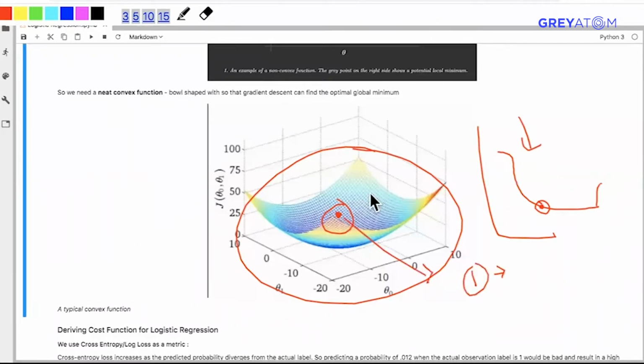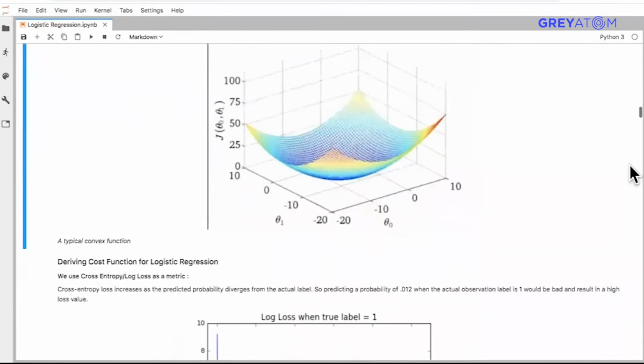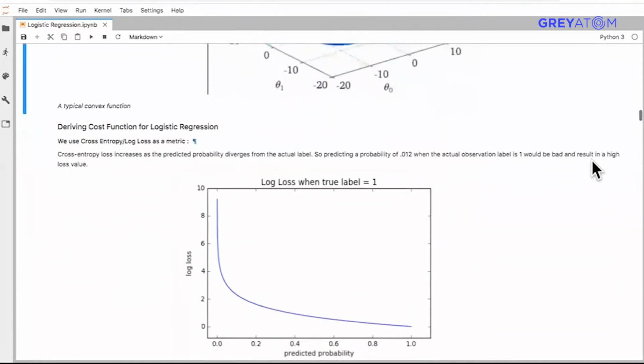So if we use our gradient descent, it would typically go in the end here and find this minimum spot for our cost. So these are the convex functions and non-convex functions. So let's go ahead and see how we actually derive cost for the logistic regression.